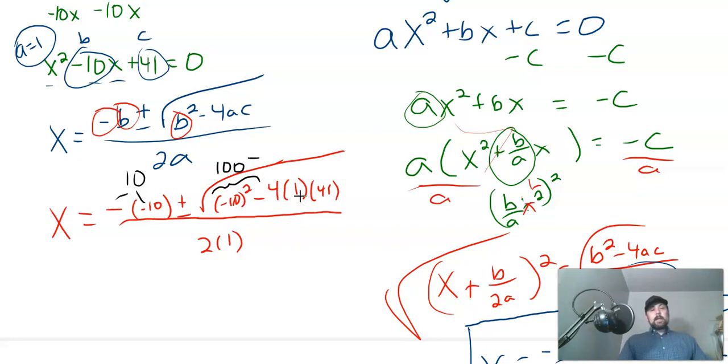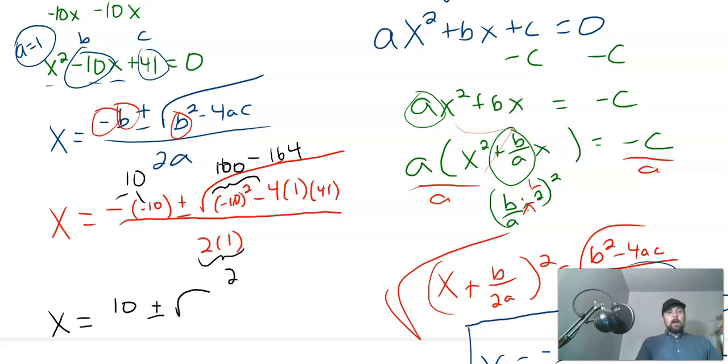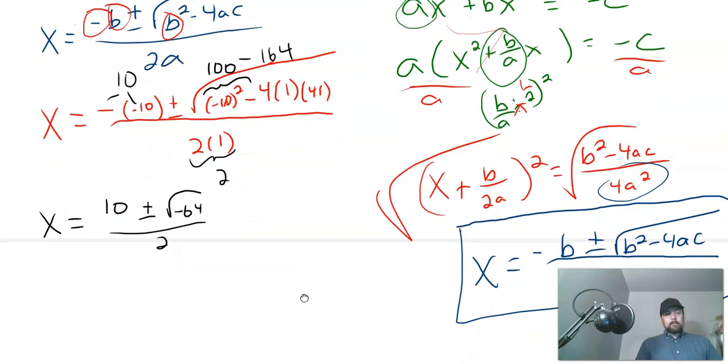Minus 4 times 1 times 41 is going to be 164. Over 2 times 1, which is going to be 2. So it doesn't take too long to really get this in a respectable looking form. We get positive 10 plus or minus the square root of 100 minus 164. That's going to be negative 64, over 2. All right, so it already looks a lot better than it did originally.